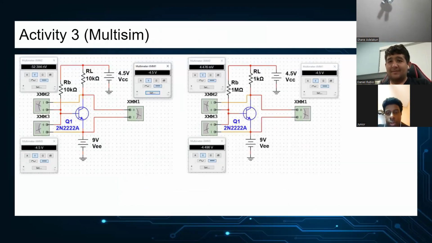So this is the Multisim for Activity 3. These are the resistors, and let's see, RB equals 10K ohms, and Q1 is identical to the other. So that's it.